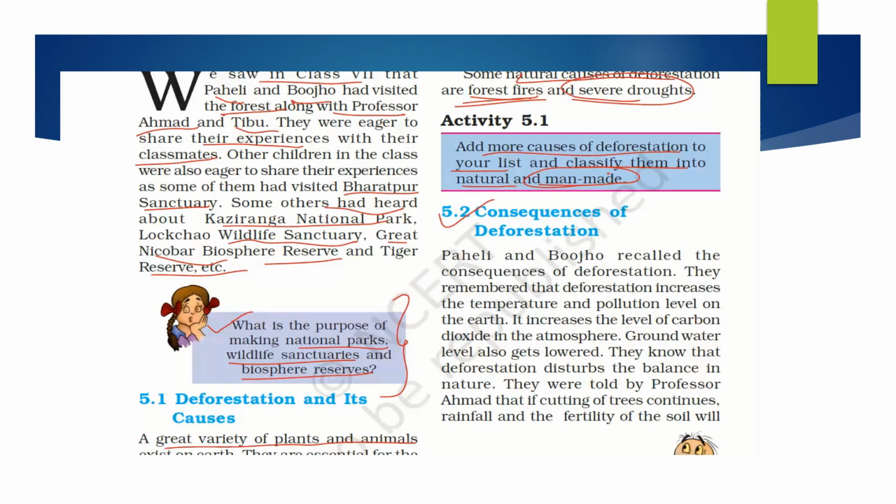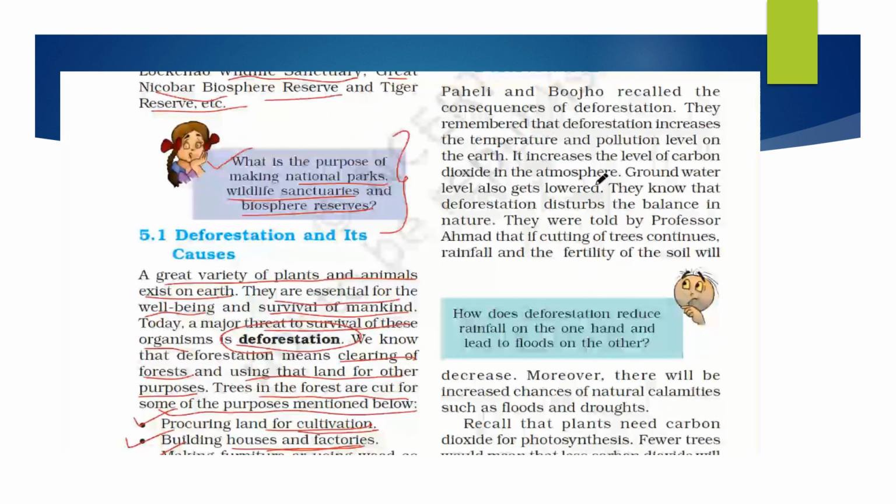What more are the causes of deforestation? You can classify them according to natural and man-made causes. Now what are the consequences of deforestation? Paheli and Bojo recalled the consequences. First of all, they remembered that the temperature and the pollution level of the earth will increase. It will increase the level of carbon dioxide because plants absorb carbon dioxide during the photosynthesis process. Another very important thing is that the groundwater level is also getting lowered. You are seeing scarcity of water everywhere.